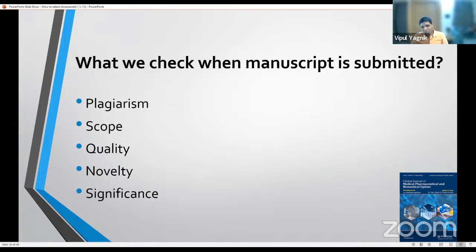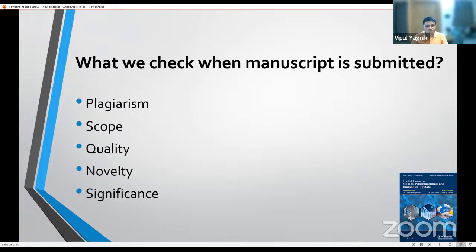If a manuscript is submitted to any journal, as an editor-in-chief or as an editorial board member, what do we see in that particular manuscript? The first thing is we will scan the manuscript for plagiarism. There is lots of software available to check plagiarism. The most valuable software is iThenticate. iThenticate is chargeable, but it will give you an exact idea of plagiarism. Depending on that, if we find significant plagiarism, then we will immediately reject the manuscript.